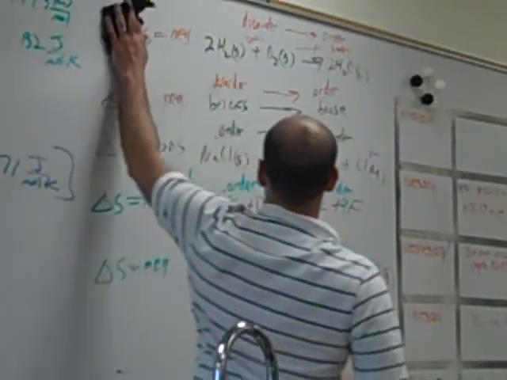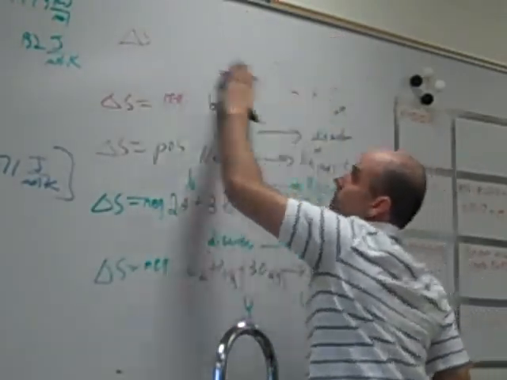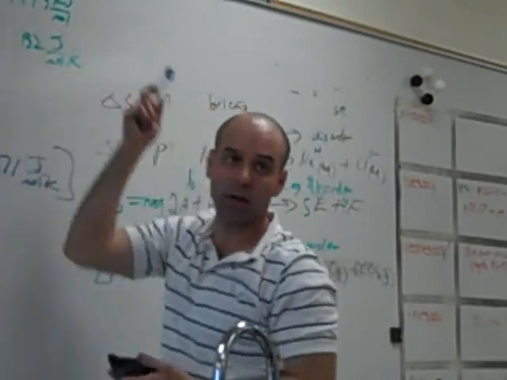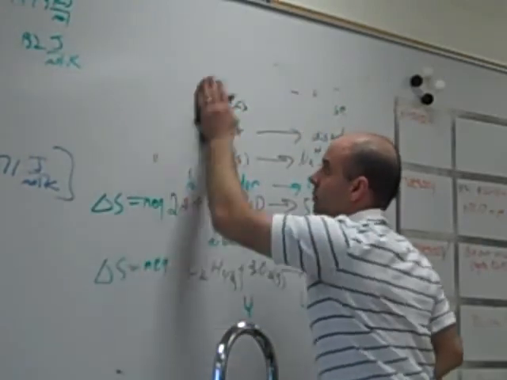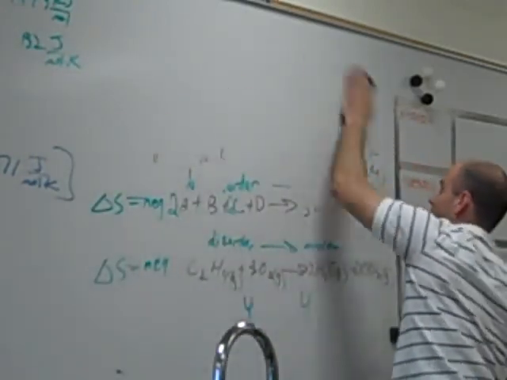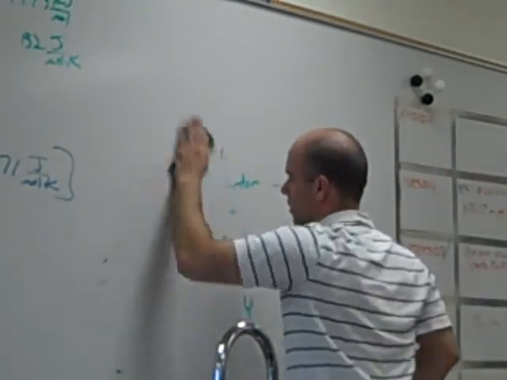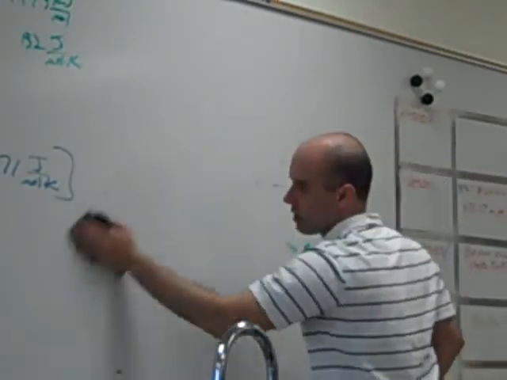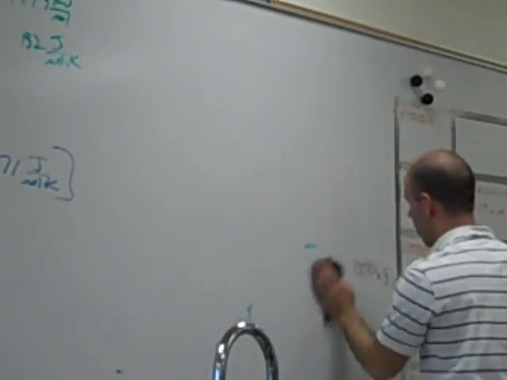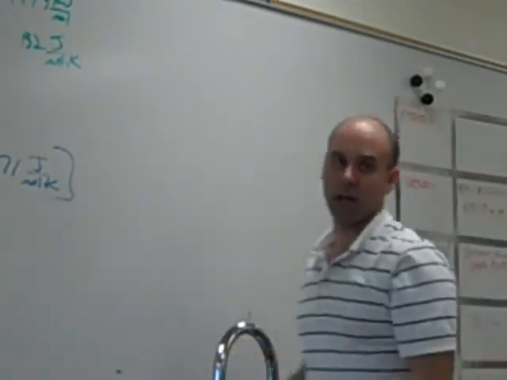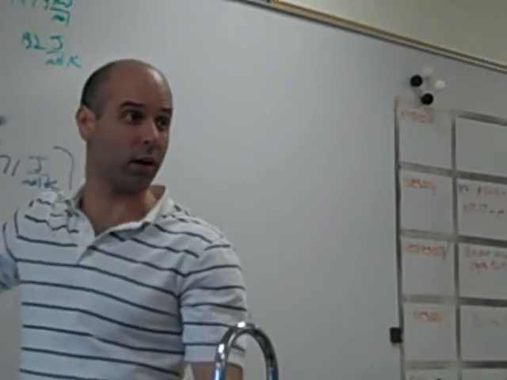So based on entropy, does this reaction want to occur? No. Is having a negative delta S a good thing? No. So based on entropy, this reaction will not occur. It is unfavorable.